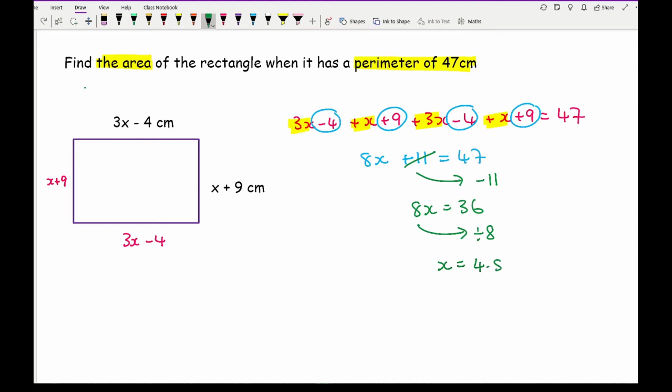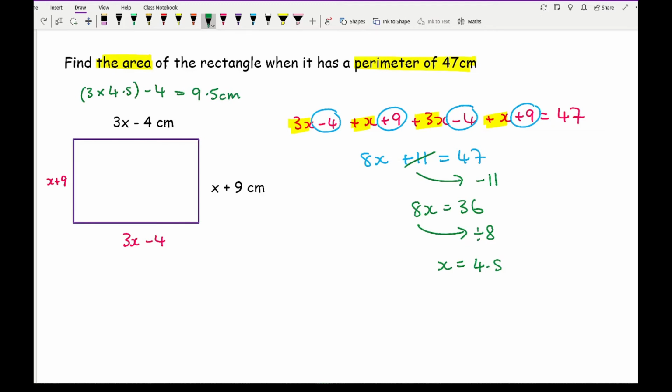So this length of the rectangle is going to be 3 times x, which is 4.5, take away 4. And again, if I type that into my calculator or work it out, it's entirely up to you, that gives me an answer of 9.5.